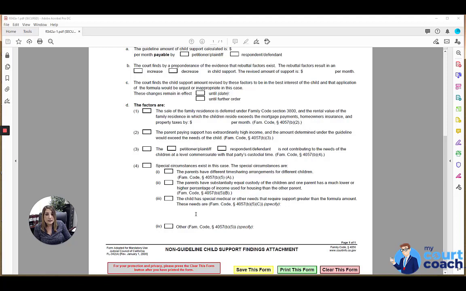I will be honest, I almost always check for subset 4, other. And I almost always write in here, parties wish to avoid further litigation. The court will accept that if that is the basis for reaching a non-guideline child support agreement. So again, this will get attached to your overall child support order that you are submitting to the court.